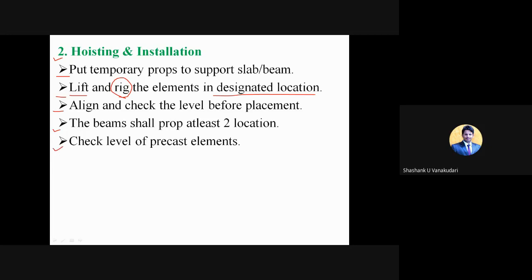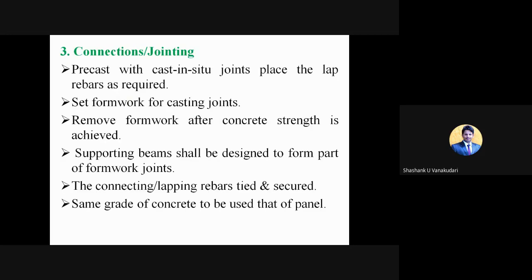And then check the level of precast element. So level in the sense with respect to the ground height, ground level, they need to check with the dimensions whether exactly they have placed that beam or not. Okay, so this one we need to do while installing the horizontal members. And then the connections as well as the jointing part. So here the precast with cast in situ joints which are placed, the lap rebars are required.